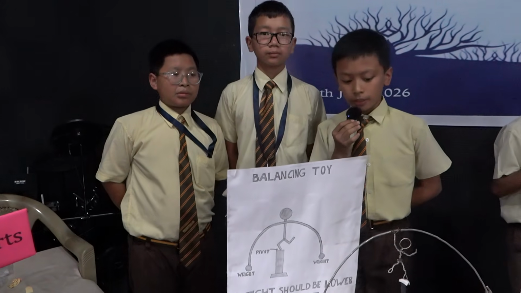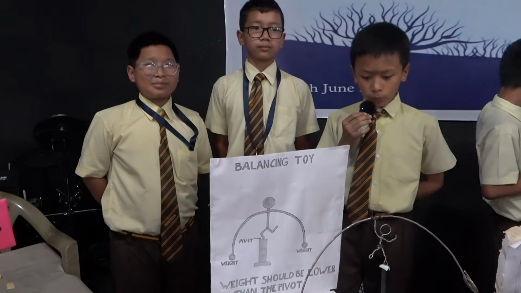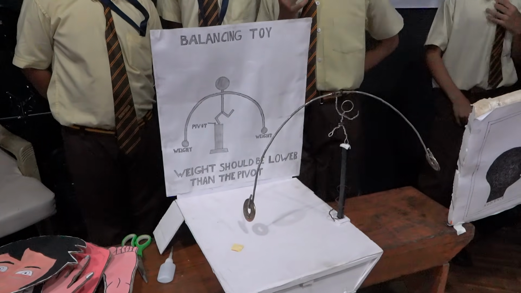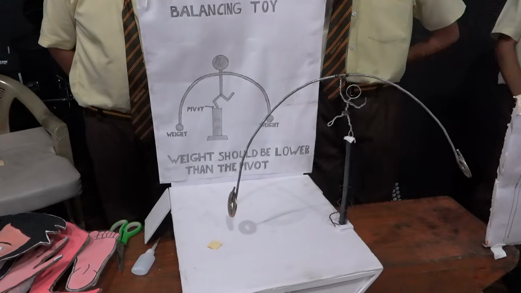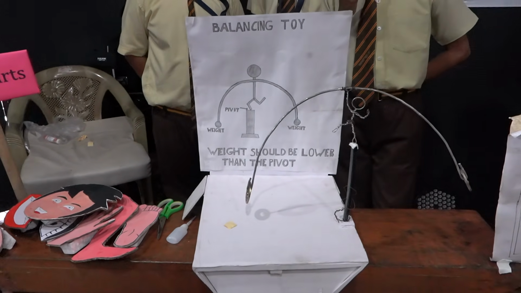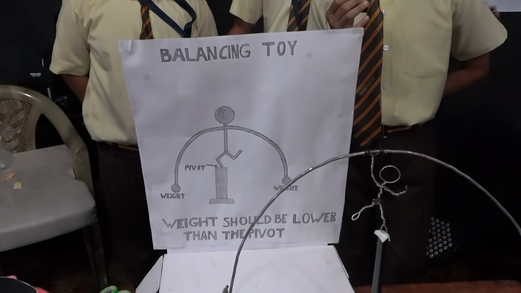Hi, my name is Jason Monson from New Zealand. Today we are going to show you a pendulum toy. There are two ways which help in pulling the stickman up with the help of the center of gravity. The weight has to be below the pivot so it can stand up. Thank you.